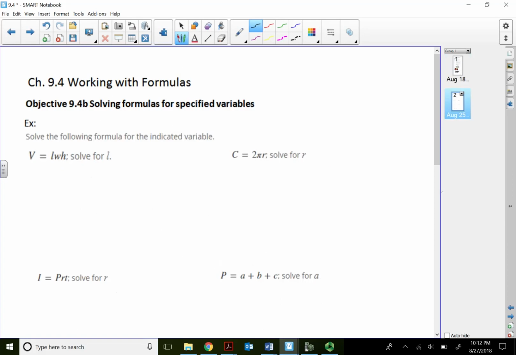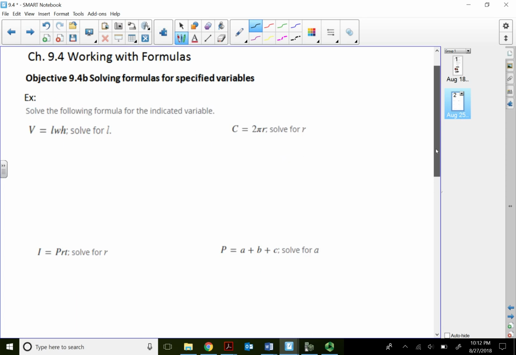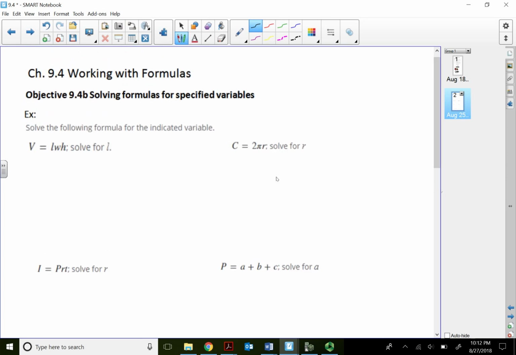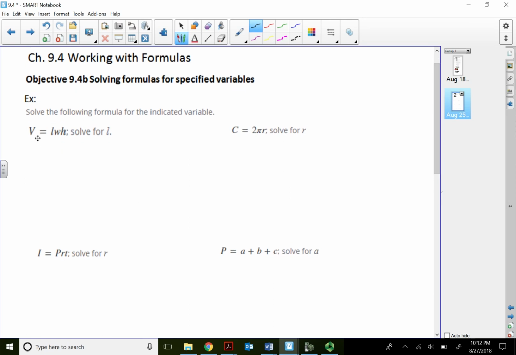Okay, solving for a specific variable. I'm going to do this objective along with the first one. V equal to L times W times H, solving for L. I believe this is a volume formula.